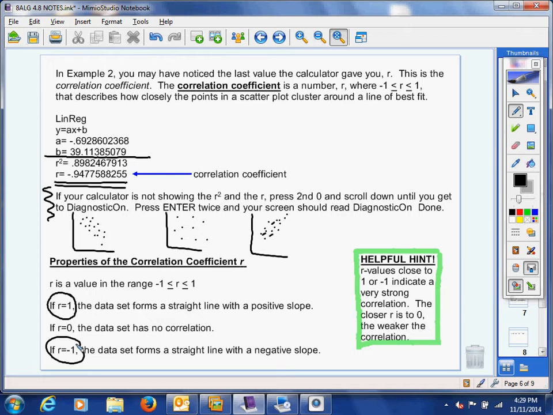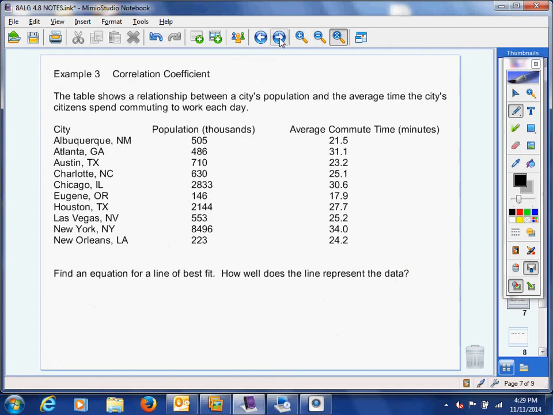So that's what a correlation coefficient is. We can tell how strong or how weak that correlation is. So here's a helpful hint. I actually took this right out of your book. R values close to 1 or -1 indicate a very strong correlation. The closer R is to 0, the weaker the correlation is. So that's a great way to look at that. That R value is important because it tells us the correlation.